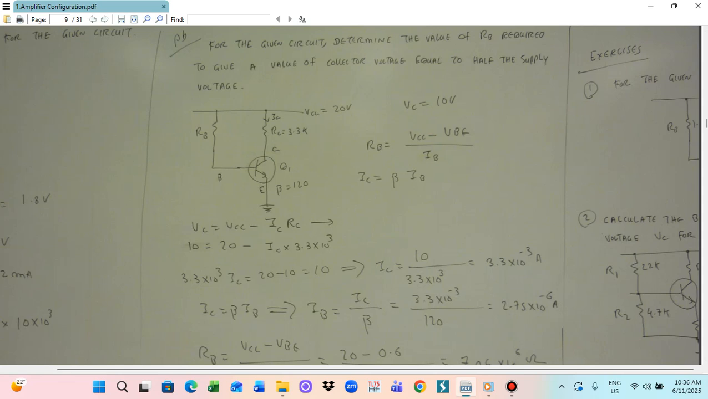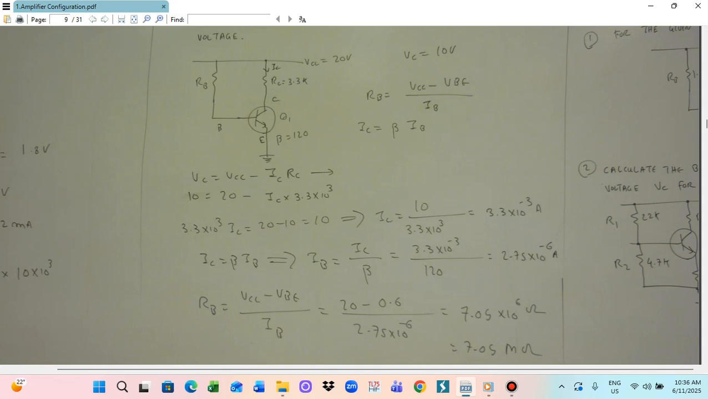So we got the IC. After you get IC, you will get IB. IC is equal to beta IB, so IB is IC by beta. IC is 3.3 into 10 power minus 3, and the beta value is 120. By solving this, we get IB. IB will be 2.75 into 10 power minus 6 ampere.